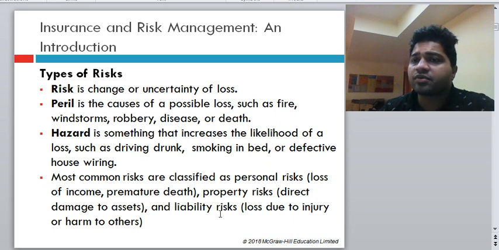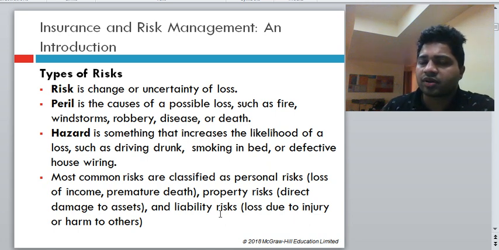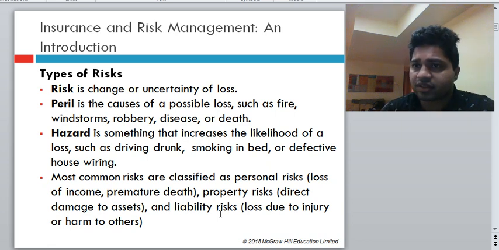Third form, let's say I'm a doctor and I'm doing some surgery, and I was drunk yesterday, and because of that my decision making skills are not optimum, and I make some mistake and there is some serious damage caused because of that mistake. So again, if it is caused because of my negligence, even in my profession, then I am liable. So these are a few examples of liability risk. So once again, risks are divided into three: personal risk, property risk, and liability risk.